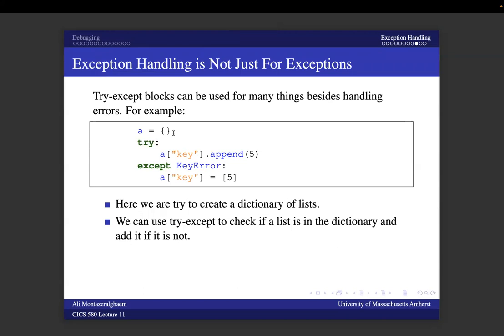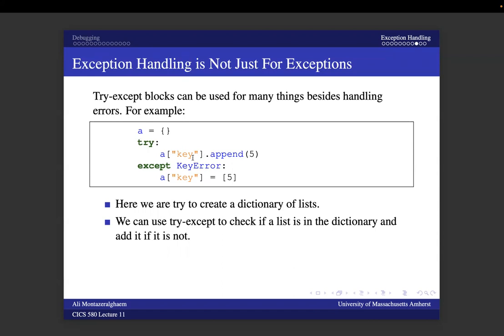For example, consider that we have an empty dictionary here, and we are accessing the key as a member of the dictionary, right? If we don't have these members in the dictionary, we cannot append other numbers to these members, right? Because we already know that we don't have these members in the dictionary.